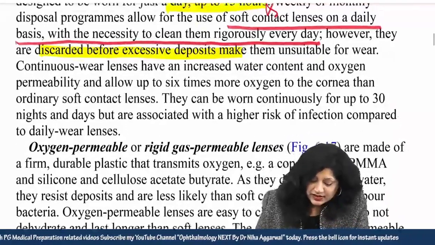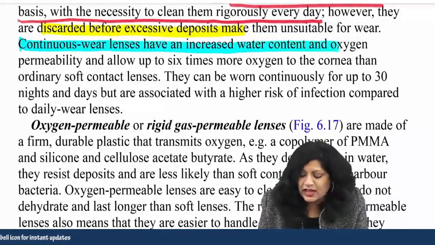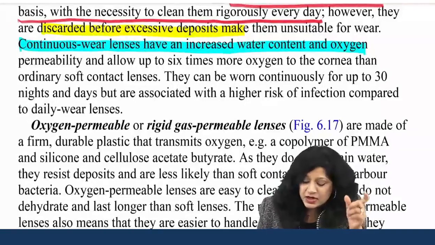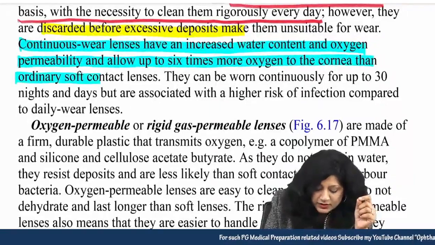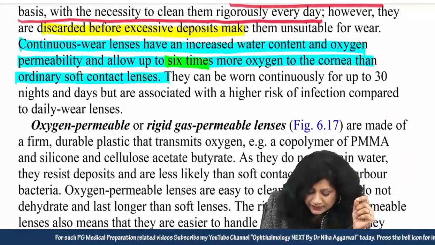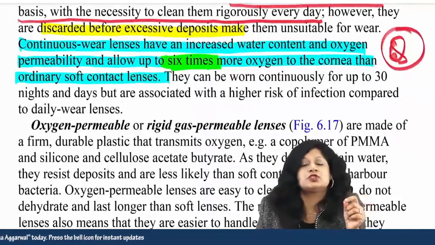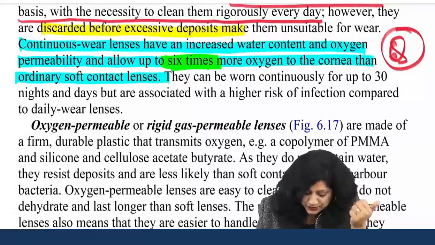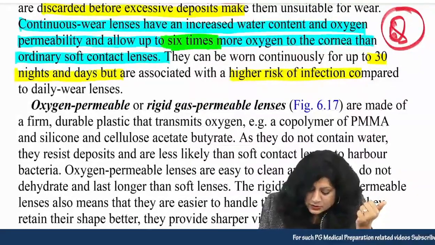Continuous wear lenses have an increased water content. Then you have got the continuous wear lenses. There are certain lenses that you can wear continuously. They have been given more water content, with more oxygen permeability, and allow up to 6 times more oxygen to the cornea than the ordinary soft contact lenses. So another important thing is your 6 times. This is providing you 6 times more oxygen to the cornea. So obviously better tolerance, but more and more chances of infection. They can be worn continuously up to how many hours? Up to 30 nights and days, but are associated with a higher risk of infection compared to the ordinary lenses.